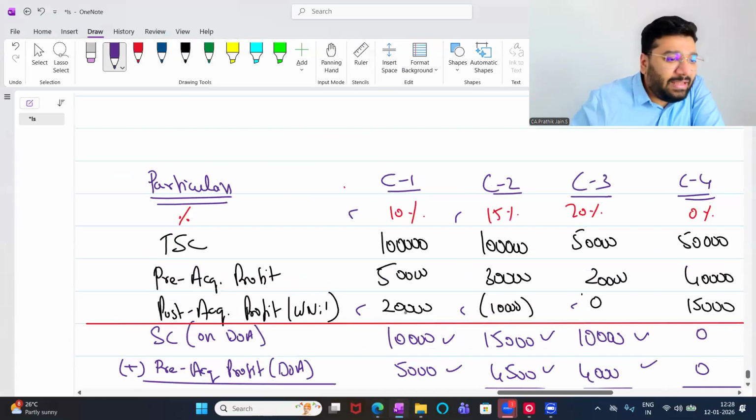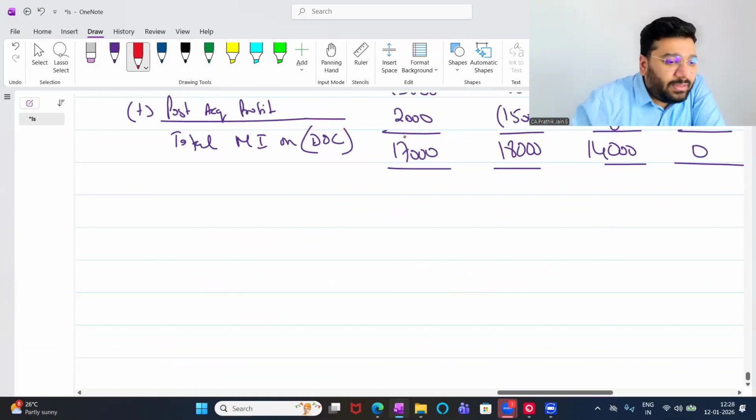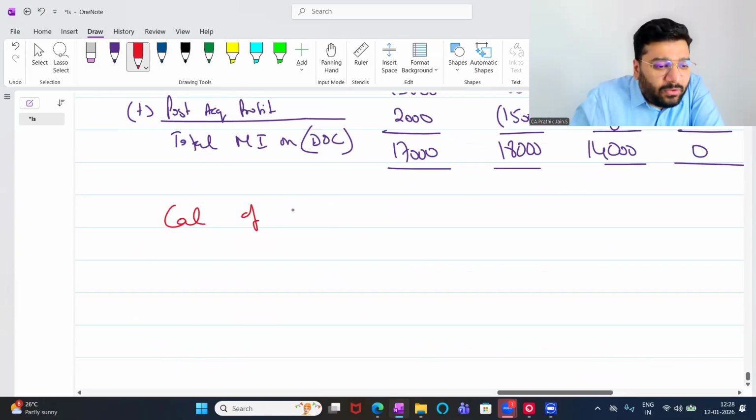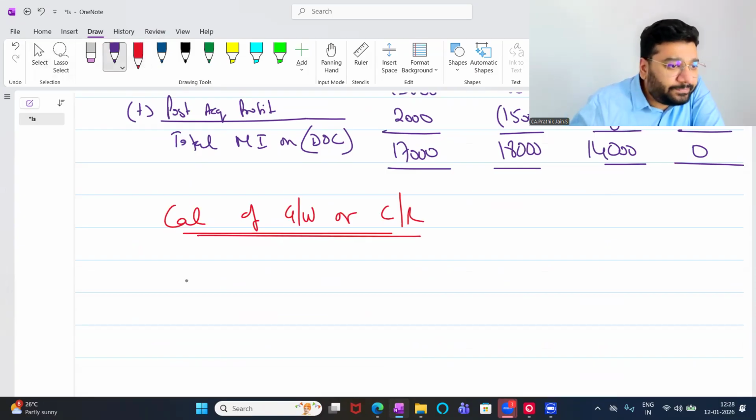So this is the heading, people. The heading is calculation of minority interest on date of acquisition and date of consolidation. Next is calculation of goodwill or capital reserve, which is also called cost of control.